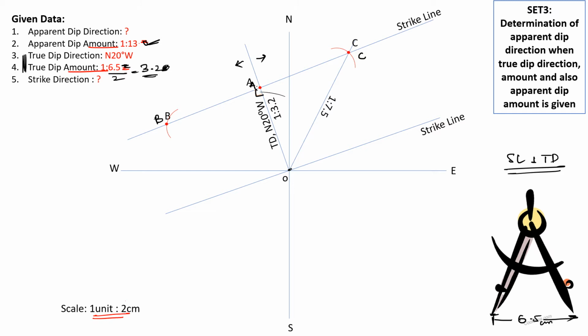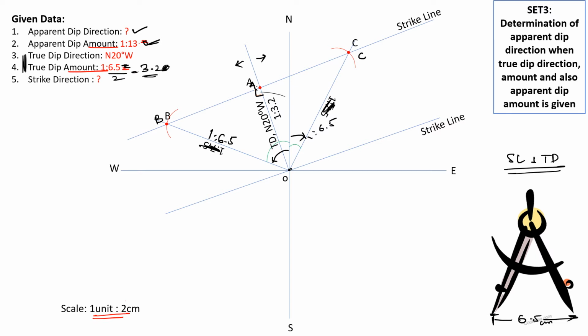This is 1:6.5. It should be. This is a mistake. This is 1:6.5. Same way, this is also 1:6.5. Now if I measure these angles, and measure this angle, both the angles if I measure, then I'll get the apparent dip directions.